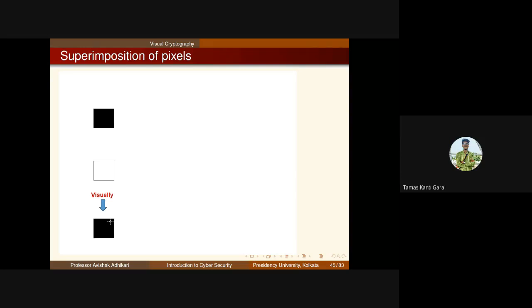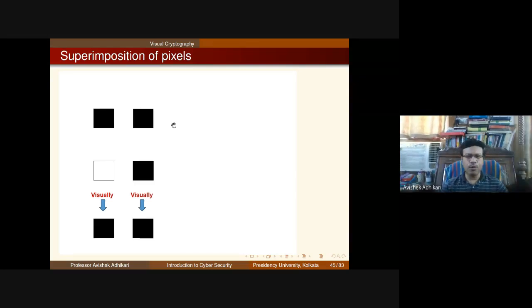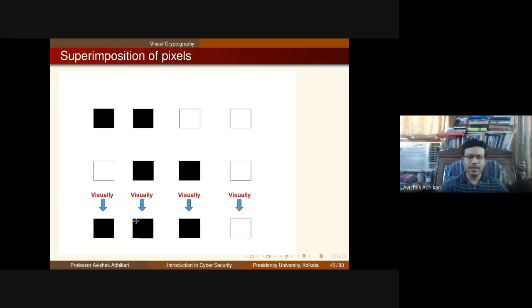Now what happens if both of them are black? Then you will visually see the black color. If one is white and another is black, then you will also see black. But if nothing is printed here and nothing is printed here, you will finally see nothing printed over there. That means white over white gives you white.